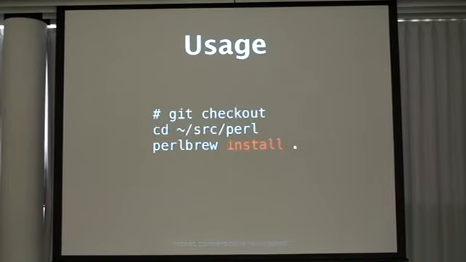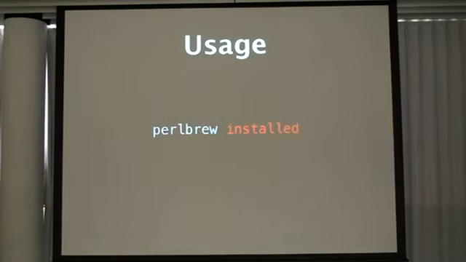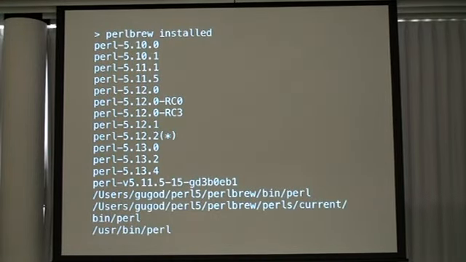Okay, and the way you build from Git is like this. You just cd to the Git checkout of your Perl, and then say install from here, and that'll just work. And then you can have a list of what you previously installed Perl like this. The output looks like this one. Like this is what I have right now.